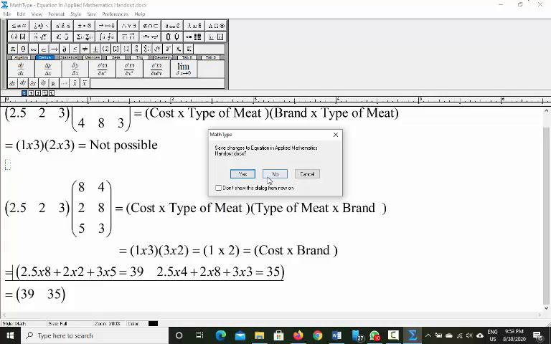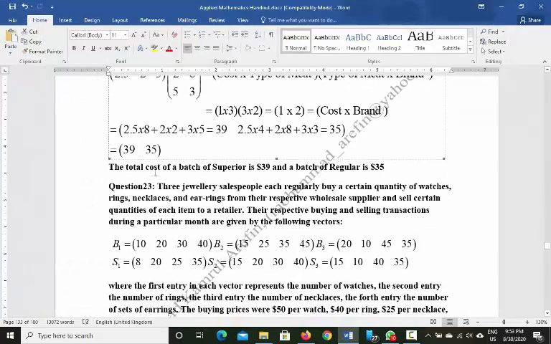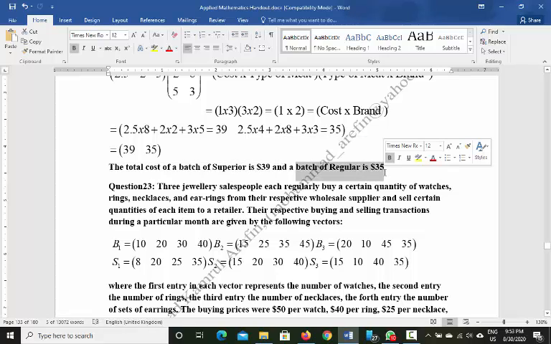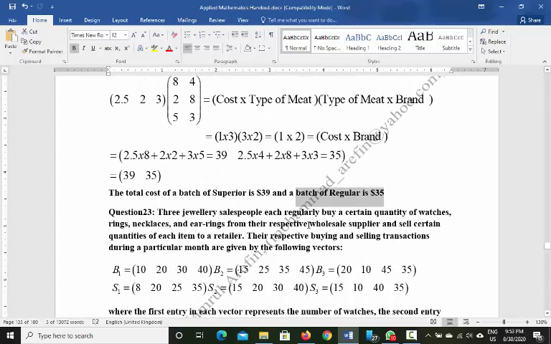So let us interpret. The total cost of a batch of superior is $39, and the total cost of a batch of regular is $35. So this way, if you produce lots of brands of products in your company, you can use matrices to find the cost of each product.